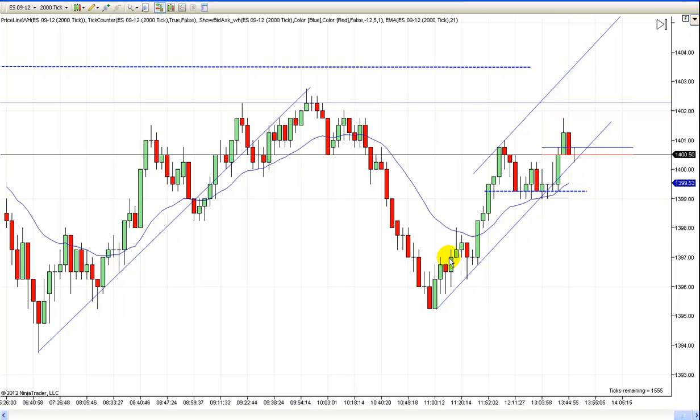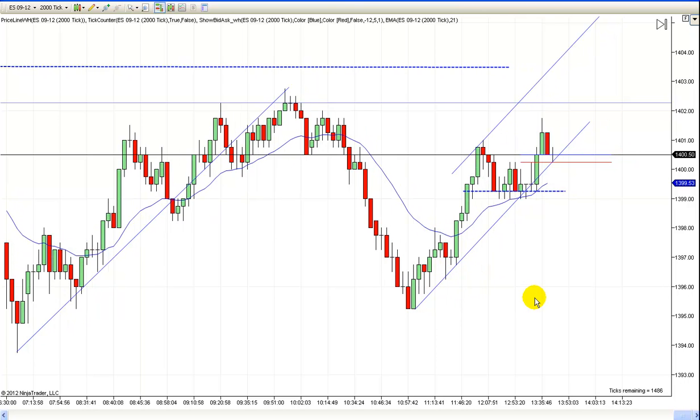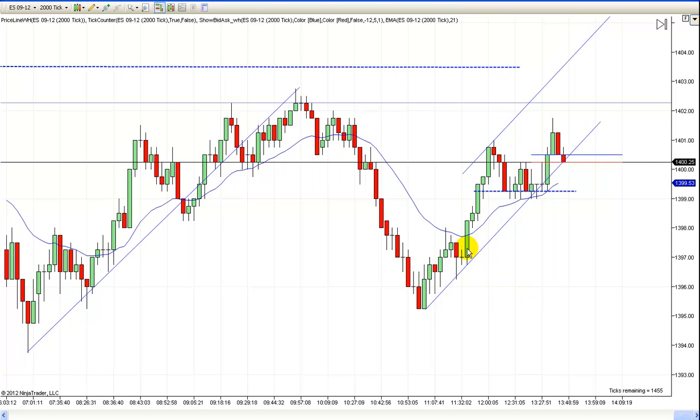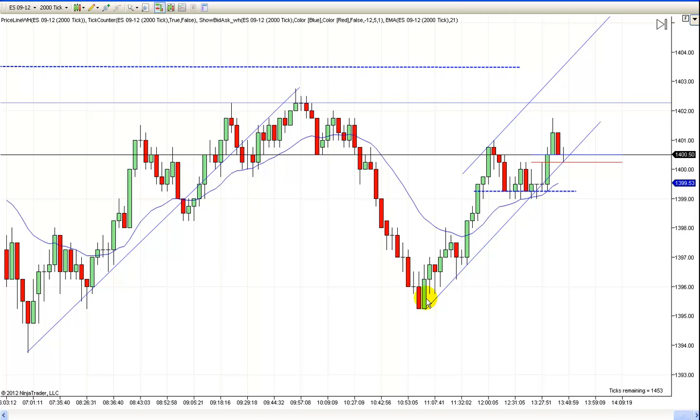There was a second entry long here, but then again, you don't have a lot of room back to the EMA, and it's going to pull back from there at least temporarily, if nothing else, and it did. And then you had a chance to go long right here. Again, it's not a great setup, but there's the idea that we're probably going to get another leg equal to this one, but we way overdid that.